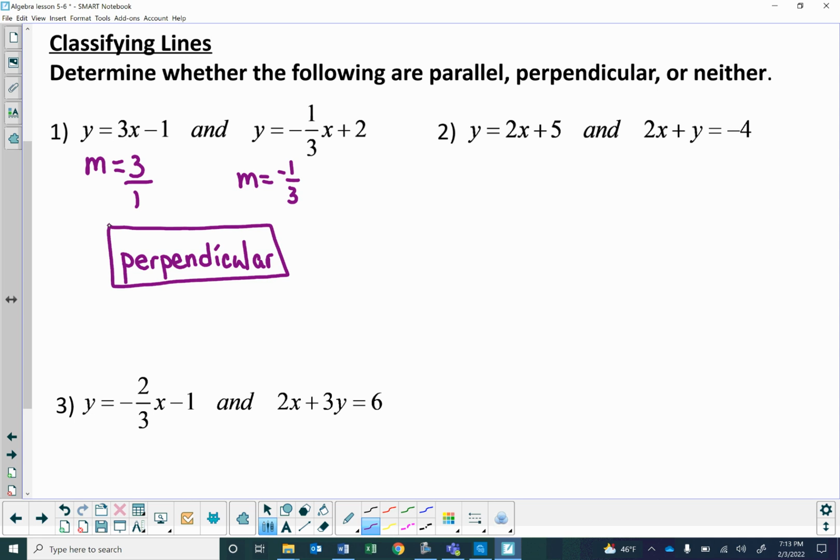Number 2, y equals 2x plus 5. So the slope here is equal to 2. And over here, 2x plus y equals negative 4. I have to write this in y equals form first. So I will get y equals negative 2x minus 4. So the slope here is negative 2. Now these are opposites, but they're not opposite reciprocals. 2 and negative 2 are opposite of each other, but they're not reciprocals of each other. Therefore, this would be neither.